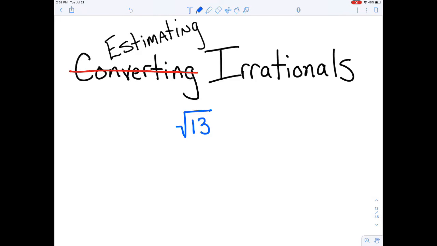So with that in mind, let's look at the square root of 13. Now this is an irrational number because 13 is not a perfect square. So ideally, I would like to come up with a strategy that is faster than grabbing a calculator or switching apps on my phone. Now that may not actually be the case, but let me show you some options should you need to do this without a device.